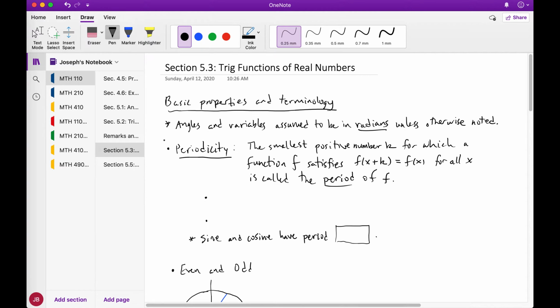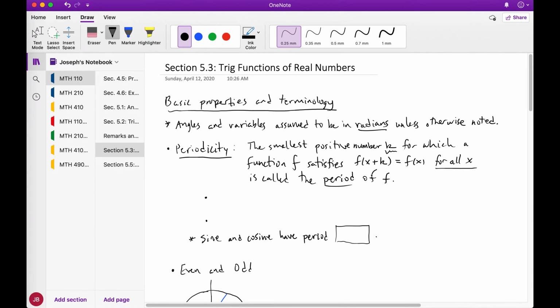Okay, so first thing we're going to talk about is periodicity, and here I give you a definition of the so-called period of a function, if it has one. It is the smallest number k for which a function f satisfies f of x plus k equals f of x for all x. And now this is important, the for all x part, but then we call that k value the period. So this is what we're defining. The period is defined to be that k value.